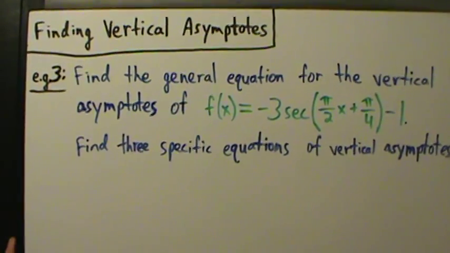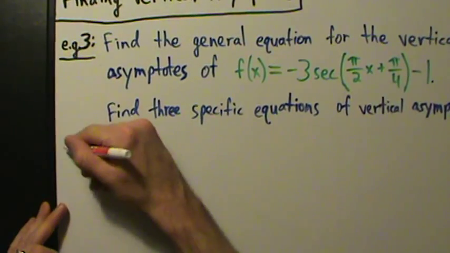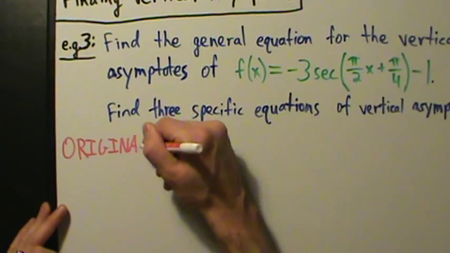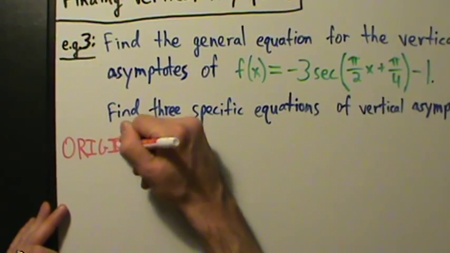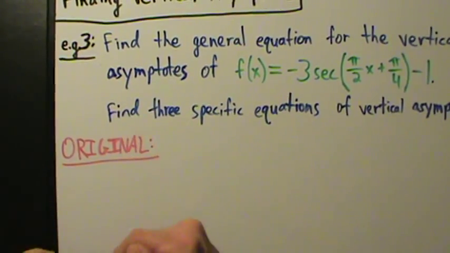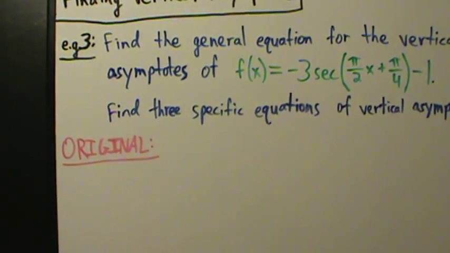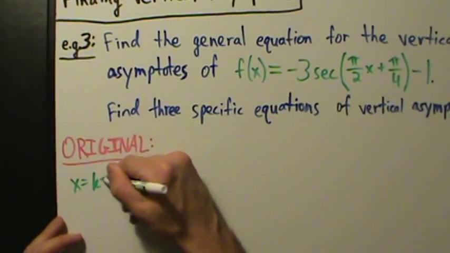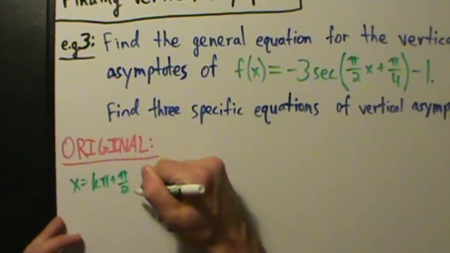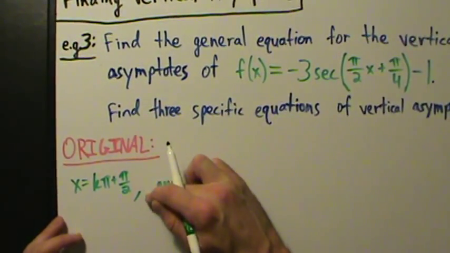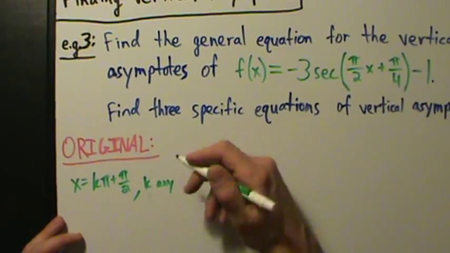So first thing we do is write the original, as in the original equation of the vertical asymptotes. And again, for secant and tangent, it's literally exactly the same. So what we're going to do is say x equals k pi plus pi over 2, where k is any integer. Okay. So k represents any integer.